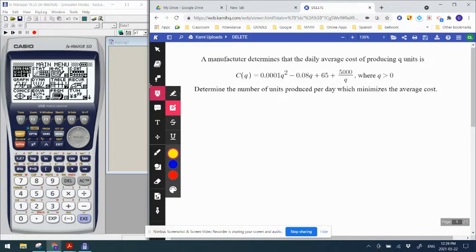In this one, it says determine the number of units. So it wants the number of units produced per day. So because it's looking for a number of units, it tells us that we're looking for Q. We do want to minimize the cost, but we want to know what do I put into Q to minimize this cost, not what is the minimum cost. So that is the difference between when we're looking for the Y value or the X value. This is how many do we need to produce. This is what is the minimum cost.